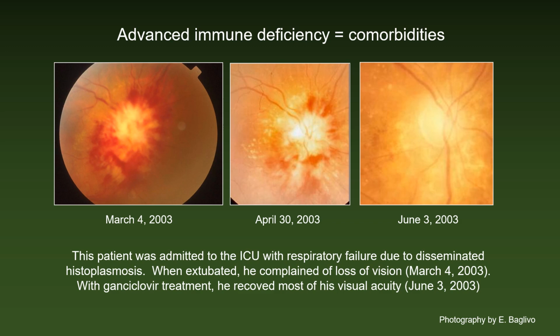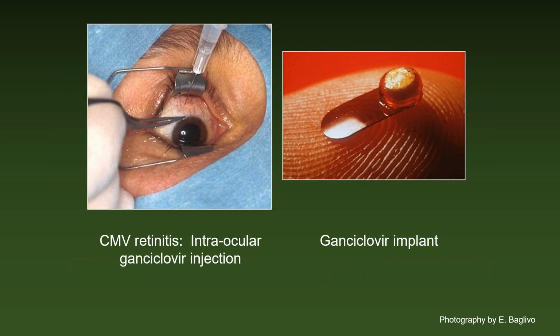As always in advanced HIV infection, CMV disease does not exist in a vacuum and coexists with other opportunistic infections. Here's an example of a patient admitted to the ICU with respiratory failure due to disseminated histoplasmosis. Once he was extubated, he complained of loss of vision on March 4, 2003. With ganciclovir treatment, he recovered most of his visual acuity, June 3, 2003. In patients who are unable to tolerate systemic ganciclovir, local treatment by injection or implant can be tried, as shown here.